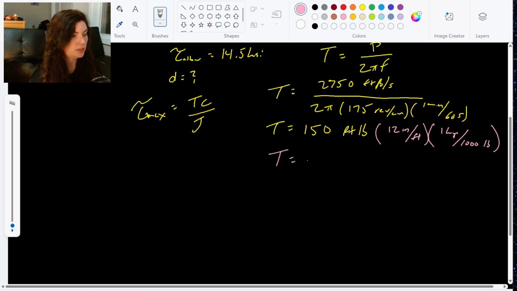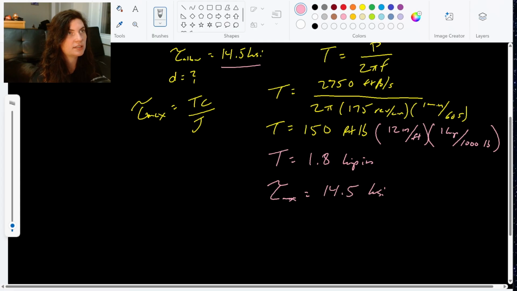So that'll give me a torque of 1.8 kip inches, which will work out great with my 14.5 KSI shear stress value. So what other ingredients do I need in my equation here? I have my torque. I have my max shear stress, that is 14.5 KSI. I do not have C. C is what I'm looking for, right? I'm looking for that required diameter.